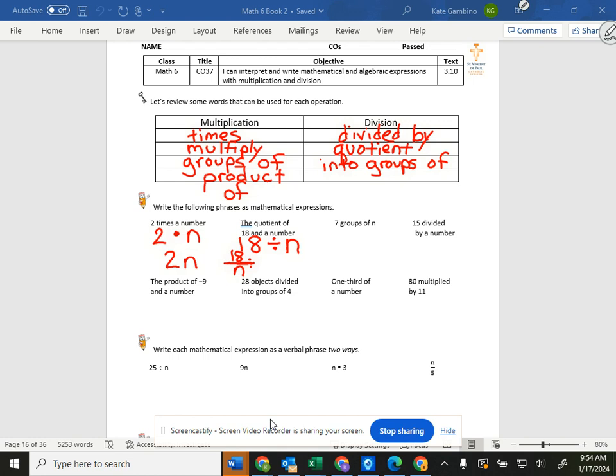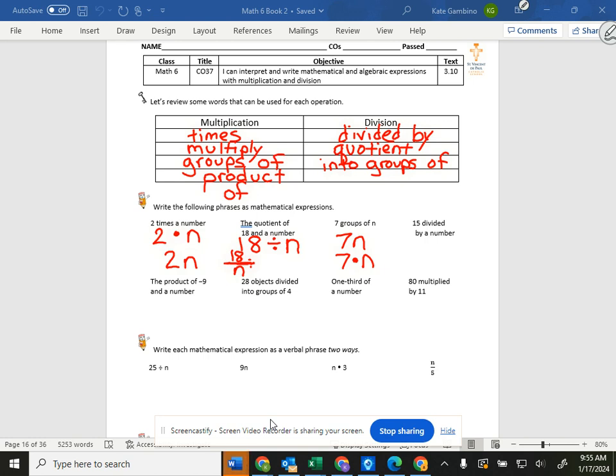Let's do one more together. 7 groups of n. Jimena. 7 times n. 7 times n. So you could write 7n. You could write 7 times n.